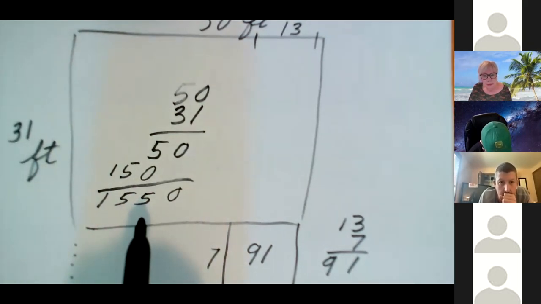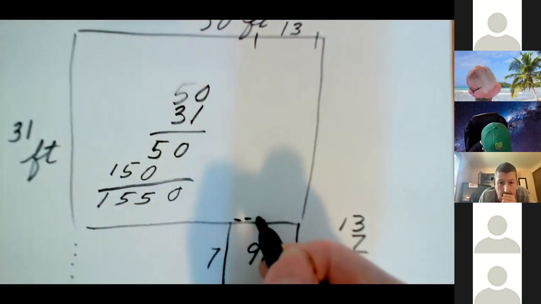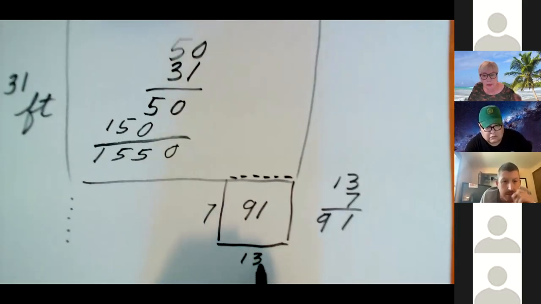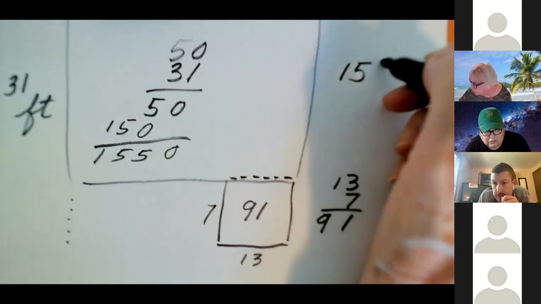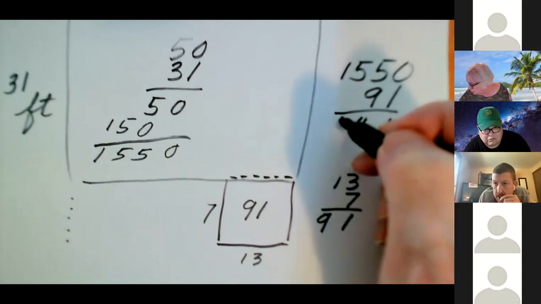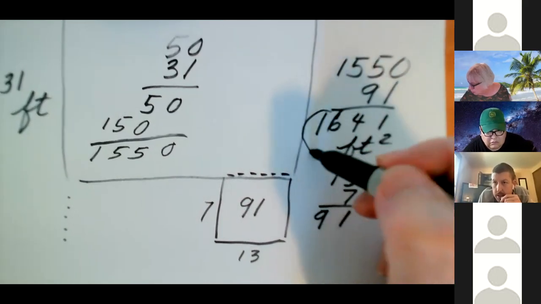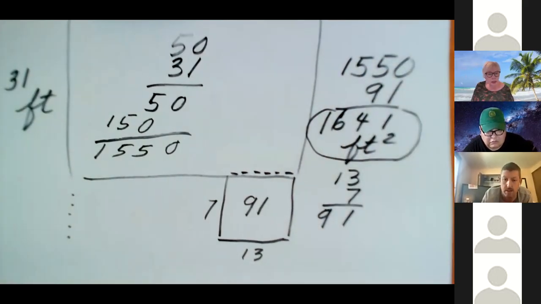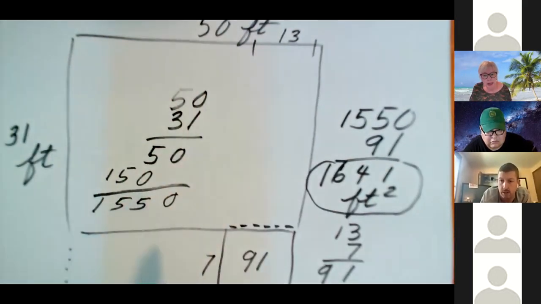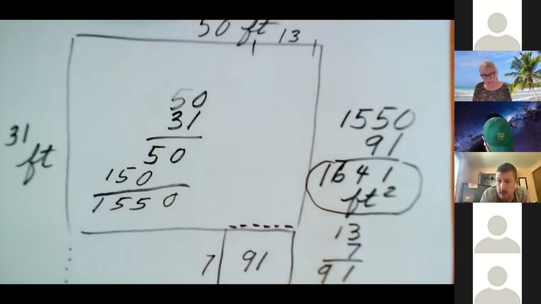Anybody see? This much was 1550. This was part of the house. And this was 7 by 13. Just add them together. So it's 1550, and this is 91. This would be square feet. Does that make sense? So you break it up into things that you have formulas for. I have formulas for that rectangle. I have formulas for this rectangle. I need them both, so I added them.